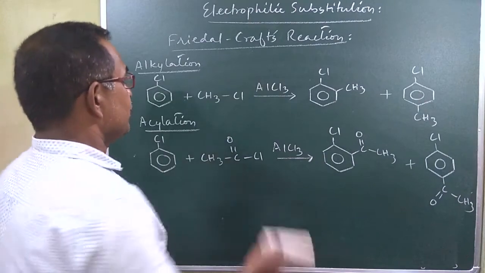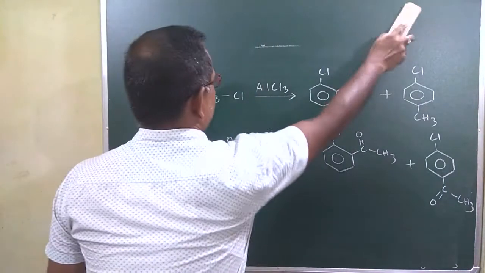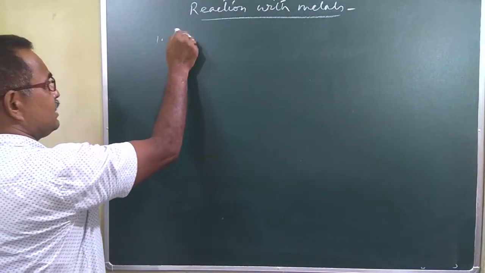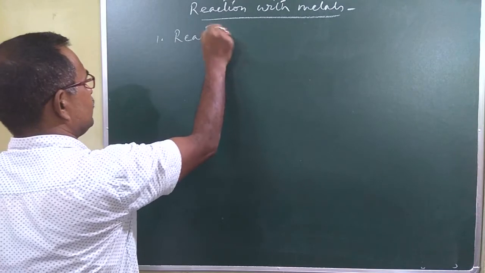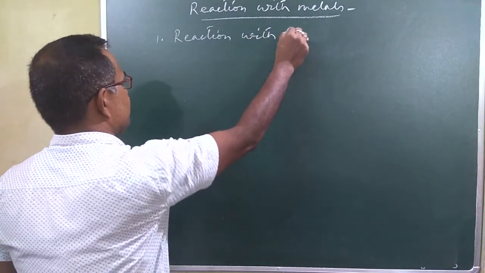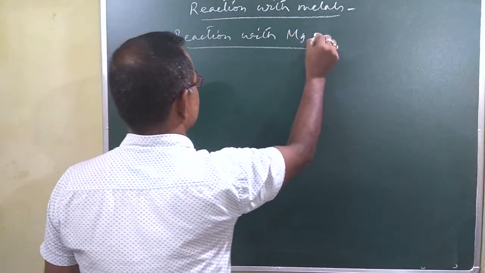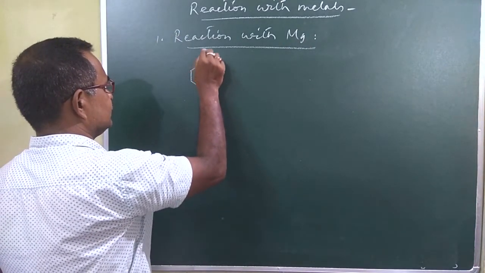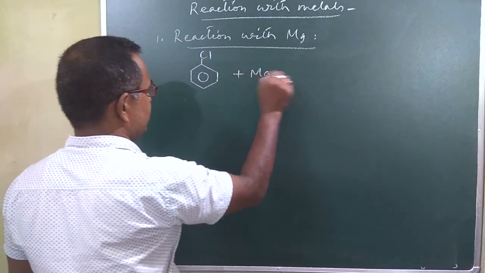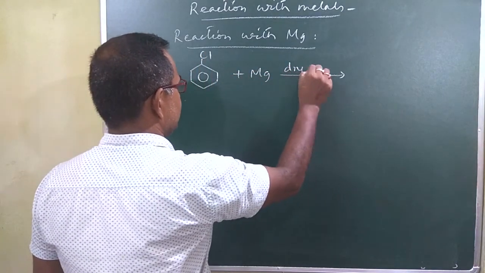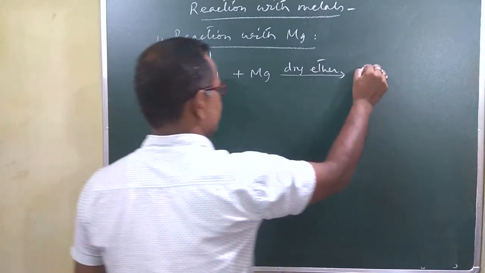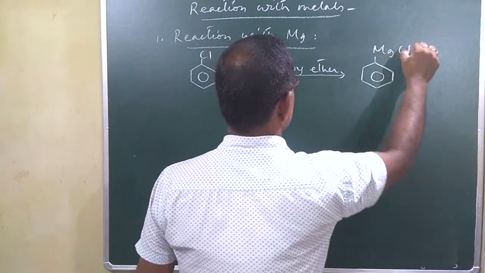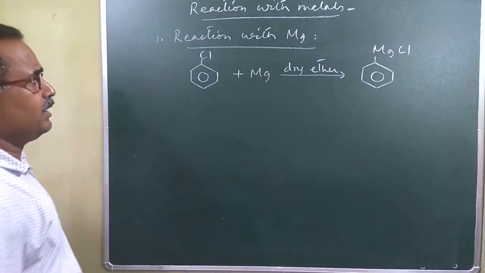Okay. Now come to the last type of reaction, with metals. So first, number one, reaction with magnesium metal. Say chlorobenzene is treated with magnesium in dry ether. What we have? We'll have this phenyl magnesium chloride.